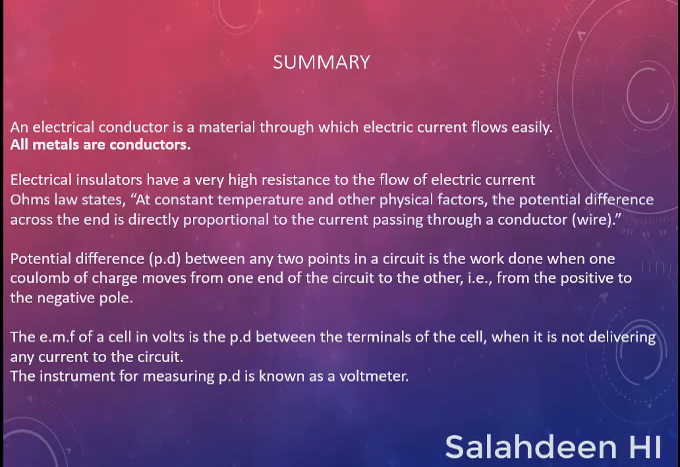Potential difference, PD, between any 2 points in a circuit is the work done when one coulomb of charge moves from one end of the circuit to the other, that is the positive to the negative pole. The EMF, that is the electromotive force of the cell in volts, is the potential difference between the terminals of the cell when it is not delivering any current to the circuit. The instrument for measuring PD is known as a voltmeter.